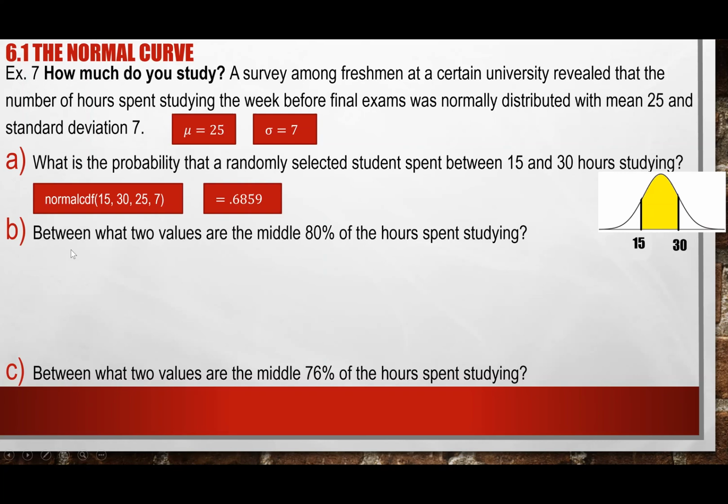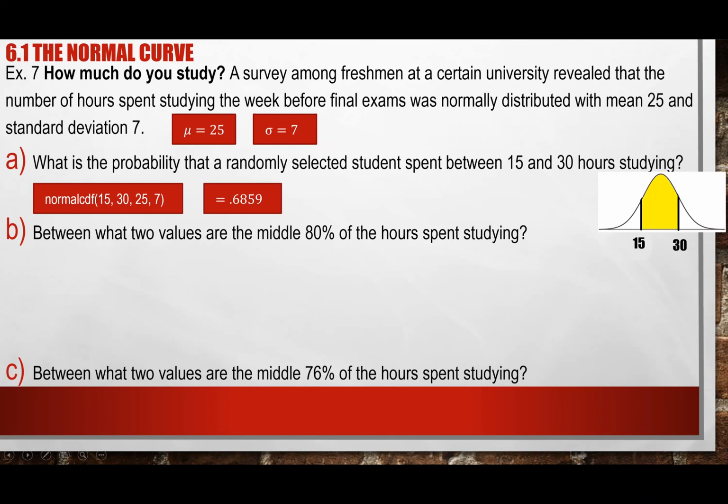The other ones, B and C, are very identical, so let's attack B first. The difference here is that if they give you the percentage, we know we have to use the inverse norm. To use the inverse norm, we need to know the area to the left. But what are they giving me? They did not give me the area to the left or the area to the right. They give me the area between two values.